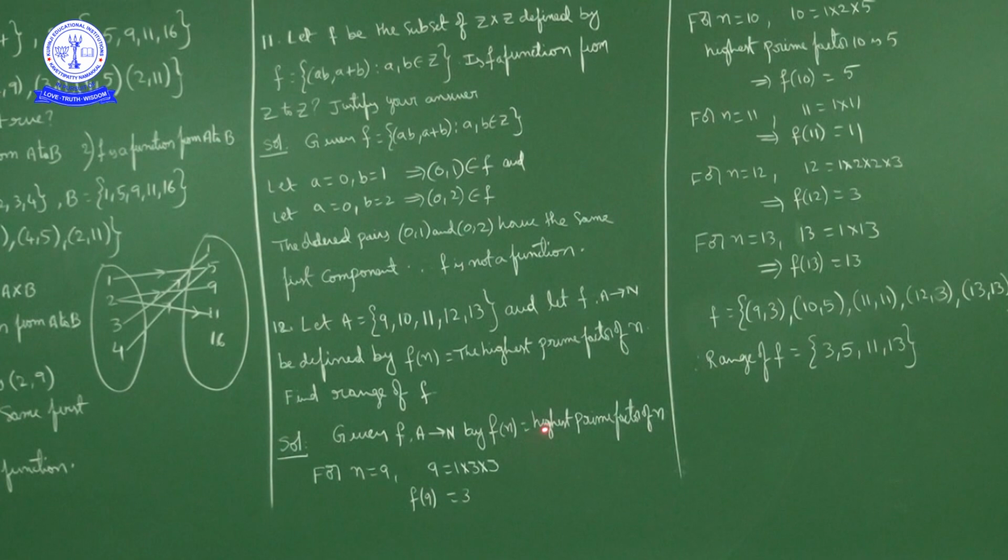So the highest prime factor of each number: for 9 it is 3, for 10 it is 5, for 11 it is 11, for 12 it is 3, for 13 it is 13. So F contains the ordered pairs (9, 3), (10, 5), (11, 11), (12, 3) and (13, 13). So the range of F is the second components: 3, 5, 11, 13. So the range of F is 3, 5, 11 and 13.